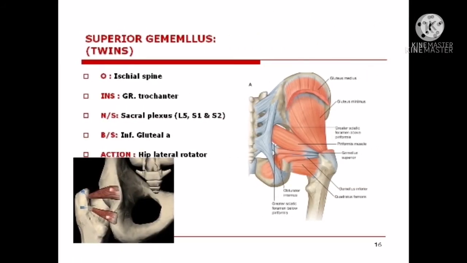The gemellus superior arises from the spine of the ischial bone and inserts upon the greater trochanter at the upper end of the femur. It receives its nerve supply from the sacral plexus, the lumbar 5, S1 and S2 segments. The blood supply is from the inferior gluteal artery, and it is a hip lateral rotator.